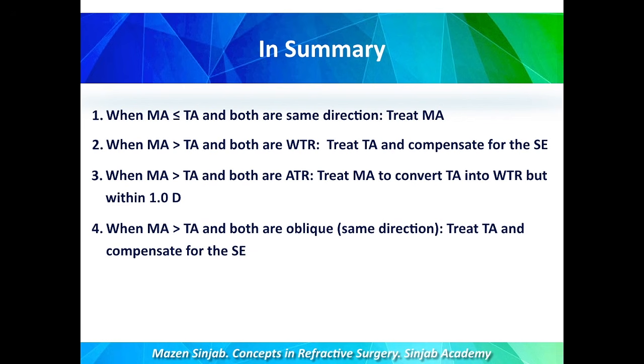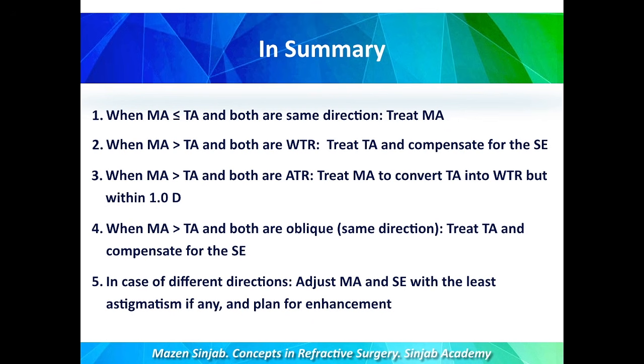Rule number 4, when manifest astigmatism is larger than the topographic astigmatism and both are oblique in the same direction, treat topographic astigmatism and compensate for the spherical equivalent. So as you see here, rule number 4 is just like rule number 2. Finally, rule number 5. In case of different directions, adjust manifest astigmatism and spherical equivalent with the least astigmatism, if any, and plan for enhancement.